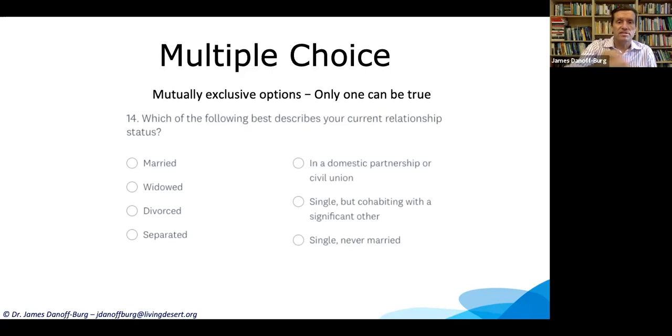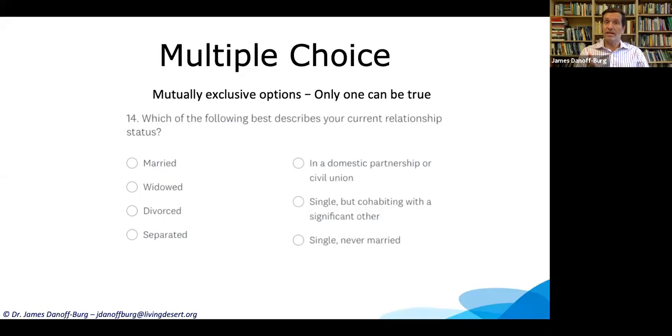In the United States, you can see we have many possibilities. Separated is pre-divorce, where it's not formally concluded legally. In a domestic partnership or single civil union is when, in some states, we have the ability to enter into this legally recognized domestic partnership or civil union, which often provides health benefits or next of kin benefits in case someone passes away, those kinds of things. So lots of options. But the important thing for multiple choice questions is that only one can be true.